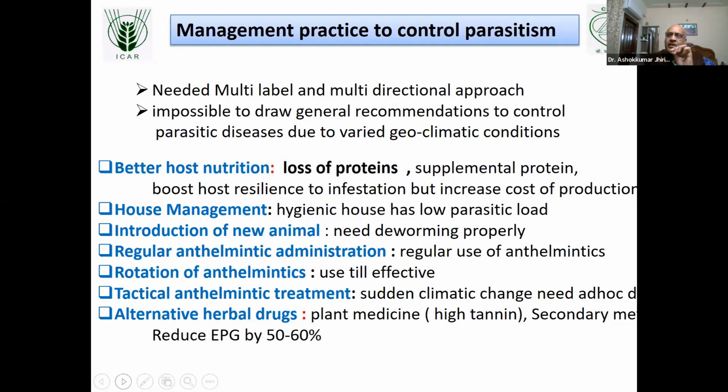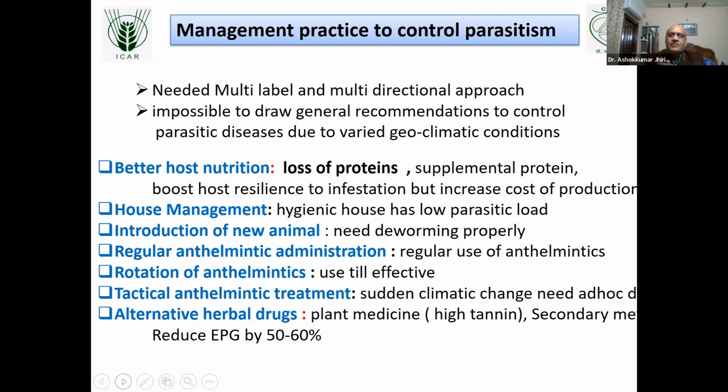If you increase the protein level of the animal, you will find the parasitic load is minimized. This is also important, especially in nematodiasis, when there is a loss of proteins and you are supplementing the proteins, and you are controlling the load of the infection.